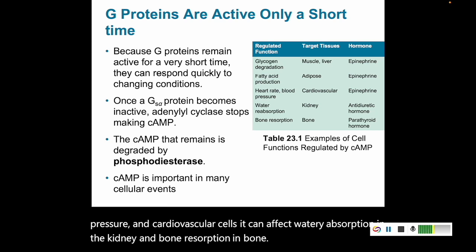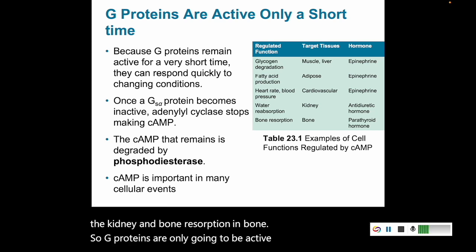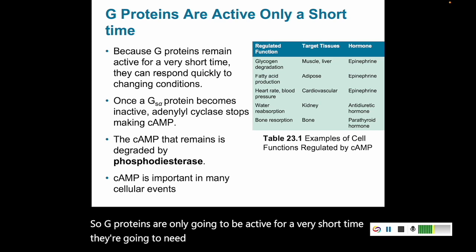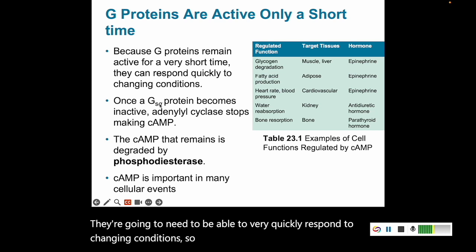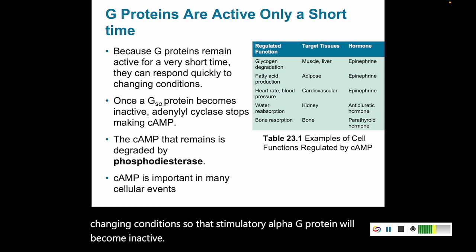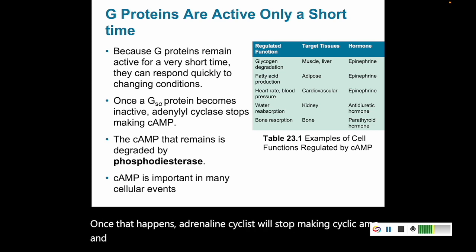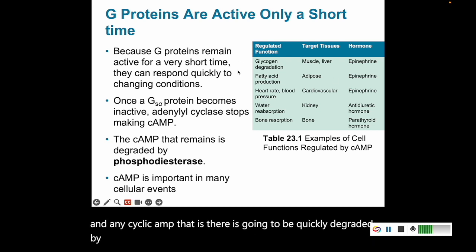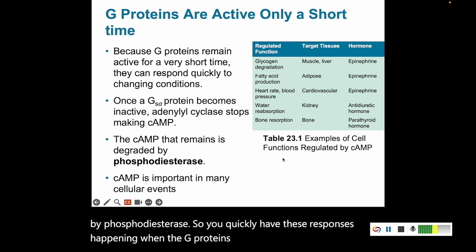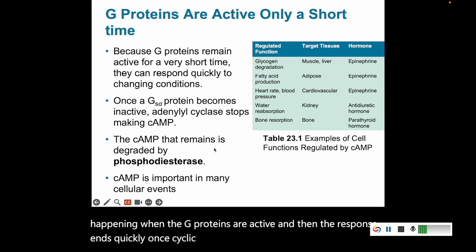So G proteins are only going to be active for a very short time. They're going to need to be able to very quickly respond to changing conditions. So that stimulatory alpha G protein will become inactive. Once that happens, adenylyl cyclase will stop making cyclic AMP. And any cyclic AMP that is there is going to be quickly degraded by phosphodiesterase. So you quickly have these responses happening when the G proteins are active, and then the response ends quickly once cyclic AMP is degraded.